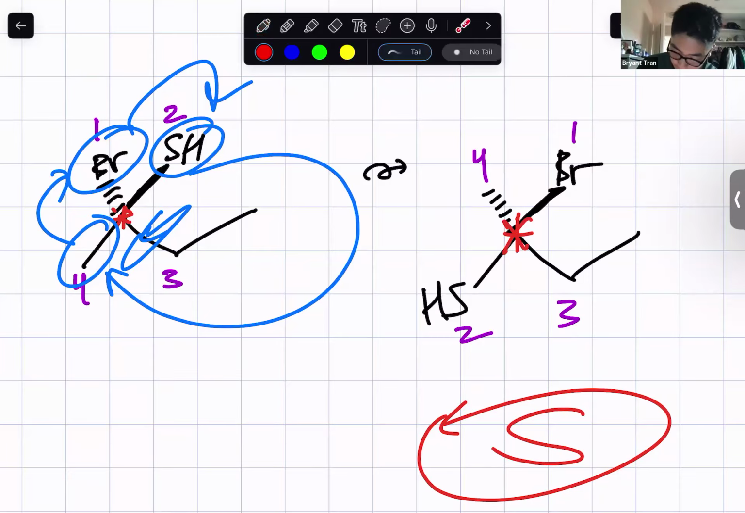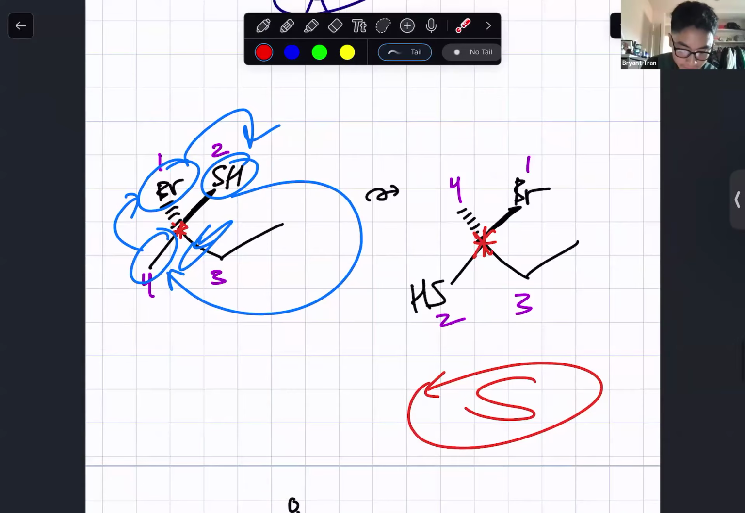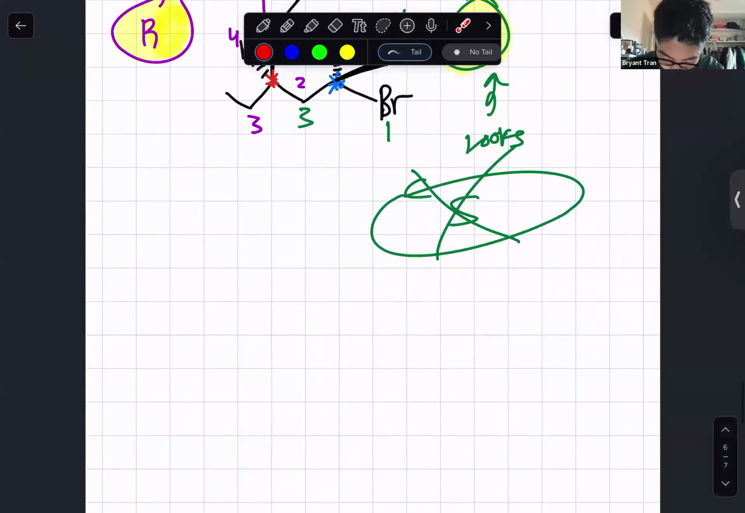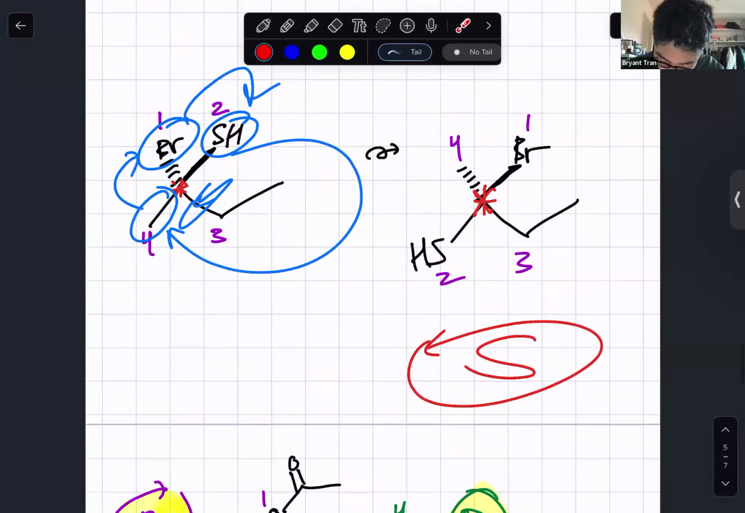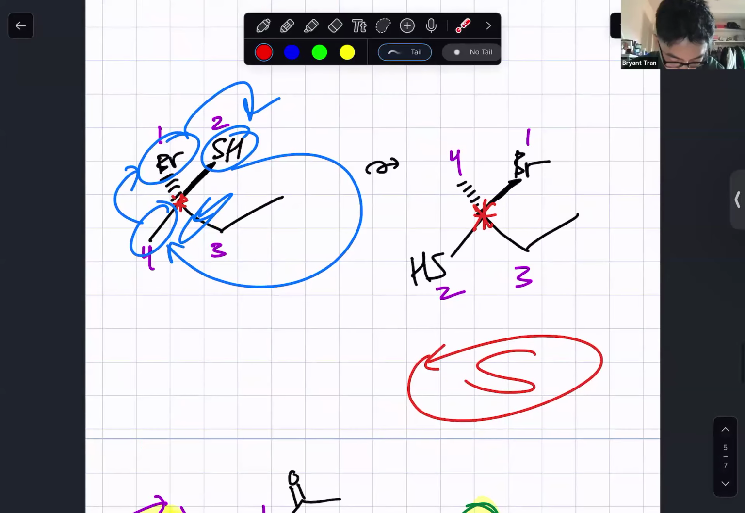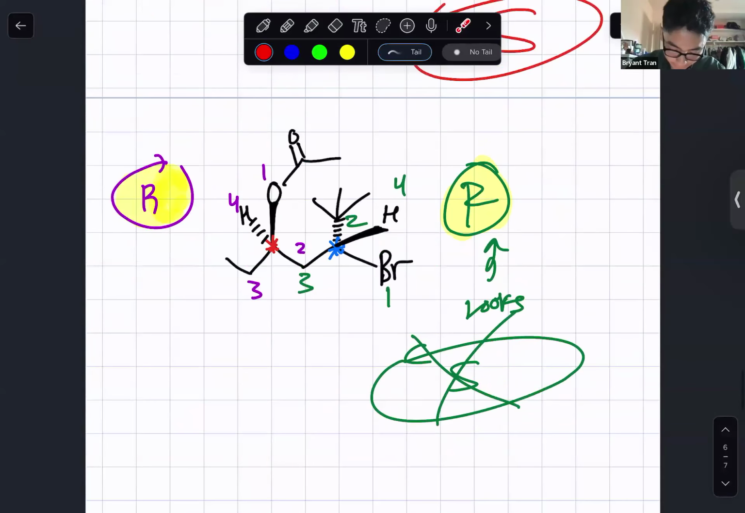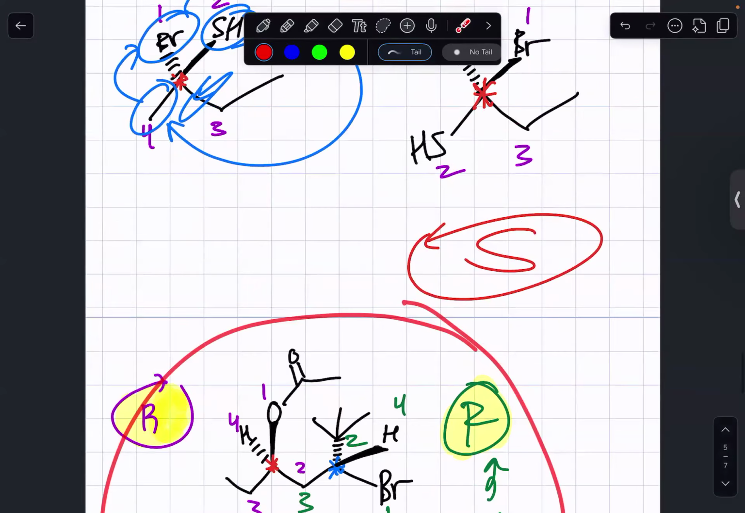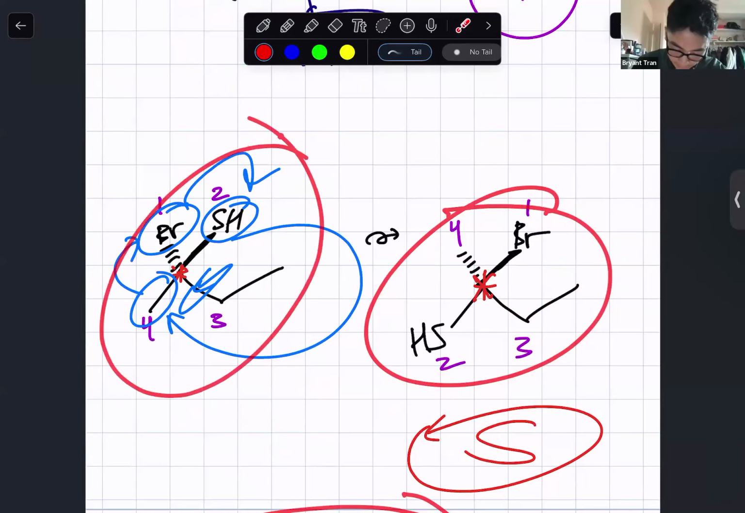Okay. Any questions on why we needed to rotate this to make the lowest priority group here on the backside? No, no, thanks. That's good. Okay. No, please, can you repeat it? Yeah. The last one. Oh, this last one over here, this one? Yeah, this one.